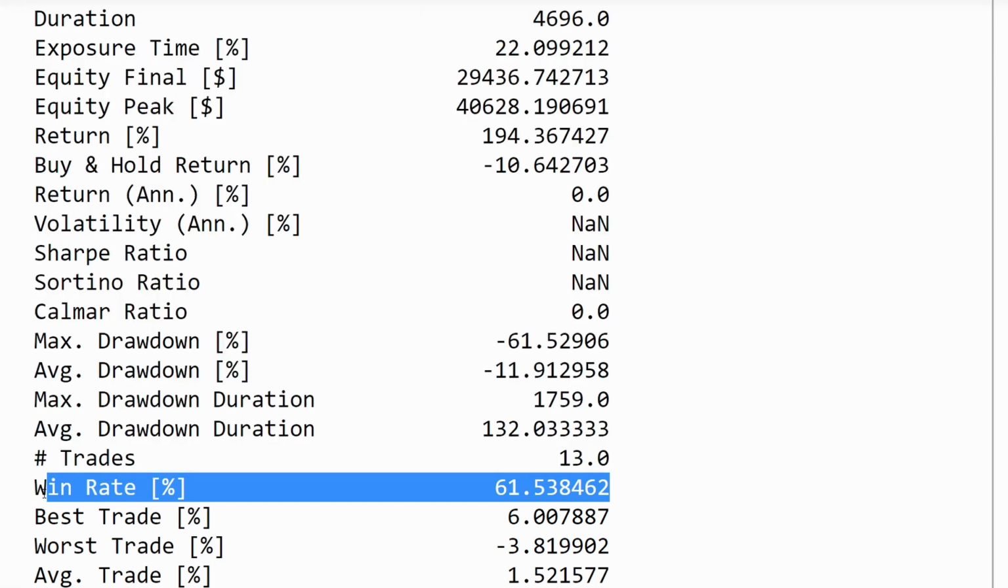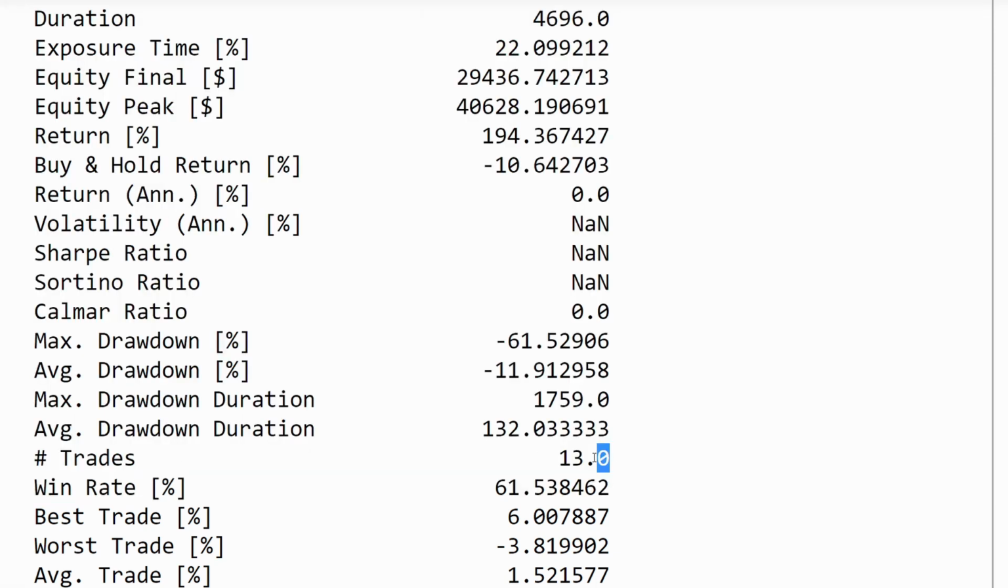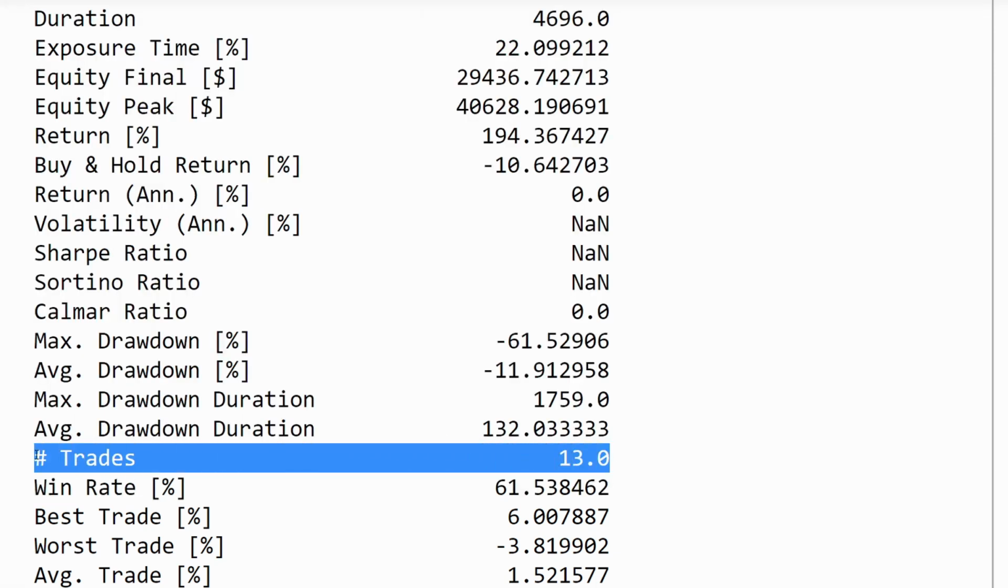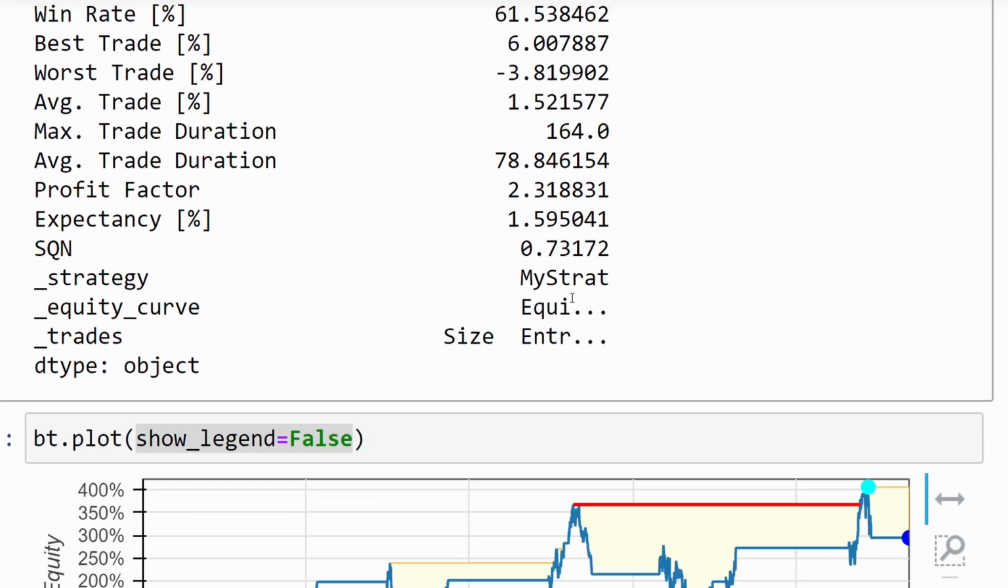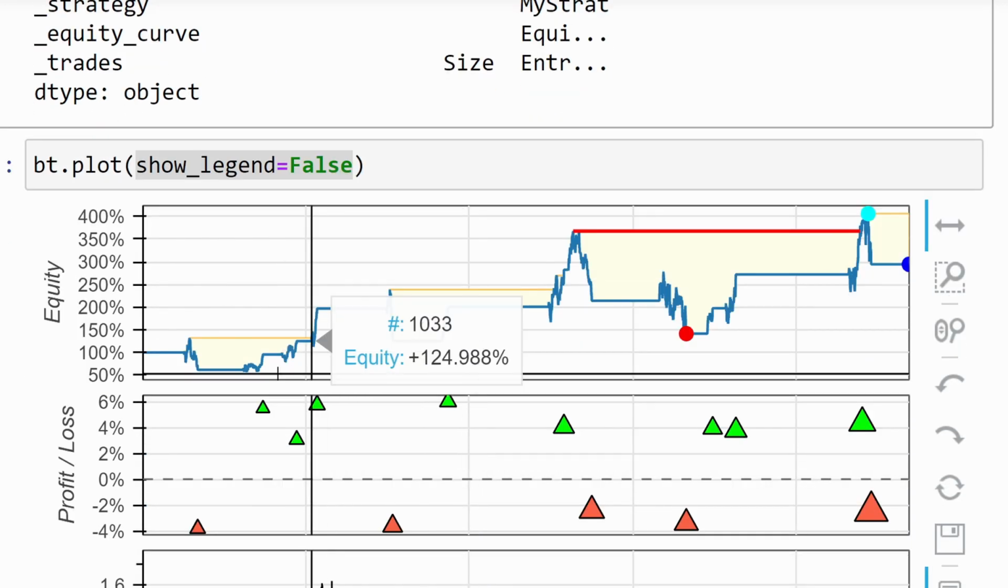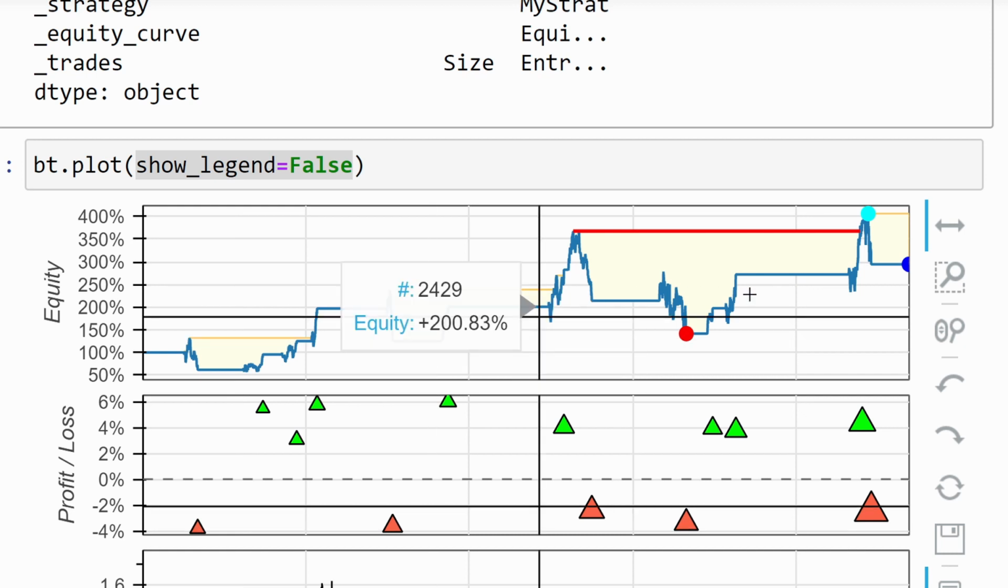So it's not as bad. But the number of trades is 13. So remember, we are running on a data frame of around 18 years of data, and we only got 13 trades. Let's take a look at the equity. So we have a constantly increasing equity.